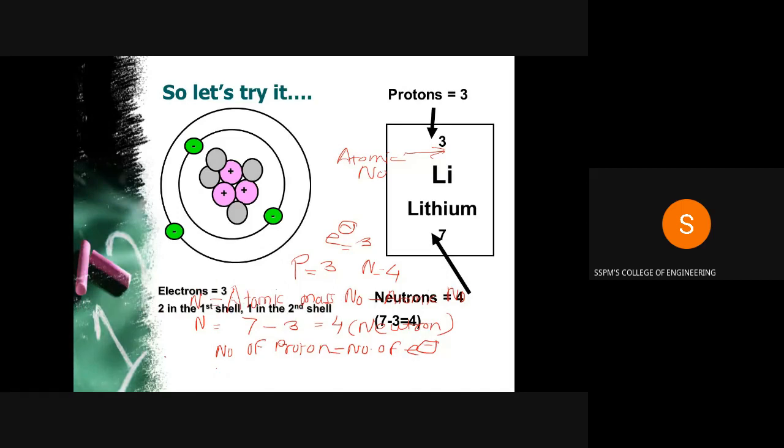So how many electrons are present? 3 electrons. The capacity of the first shell is 2 electrons, so the remaining 1 electron enters the second shell. In this way you can write the structure of any atom when you are given the atomic number and atomic mass number.